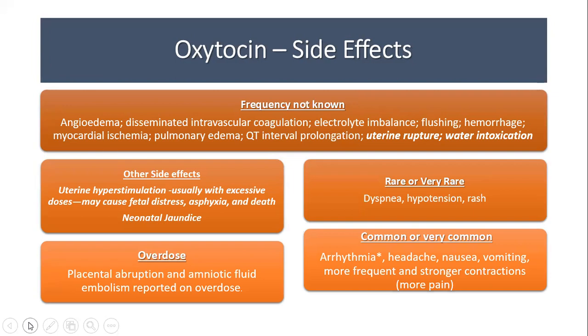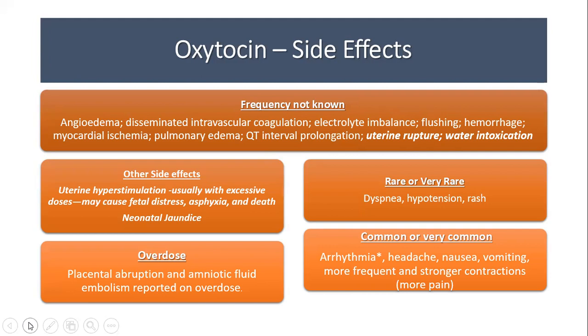The NICE guidelines say that you should offer a woman an epidural before you start oxytocin because it's more painful. Because oxytocin also has receptors on the heart and releases ANP, it can stimulate vagal receptors and cause bradyarrhythmias as well. So mothers need to know that it can cause their heart rate to drop a bit.